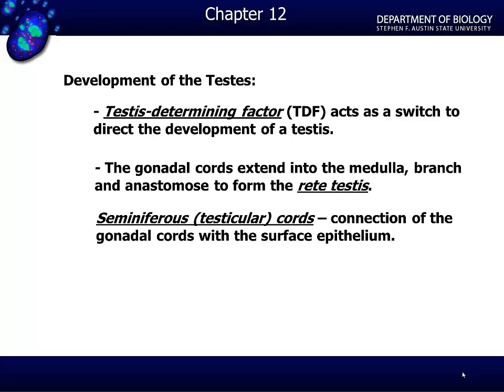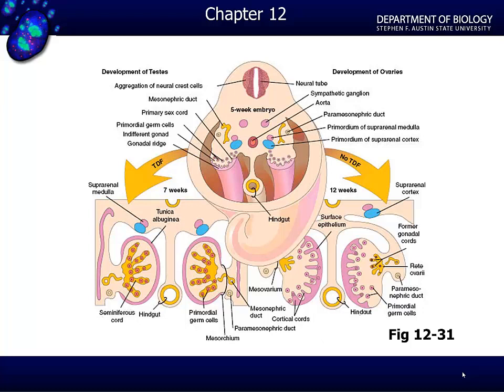We're going to have straight portions of these that are called the tubuli recti that connect to the rete testis. Then our efferent ductules, which in fact come from our mesonephric tubules, transfer the sperm from the testes to the epididymis. So here you see our seminiferous tubules, the straight portion of the tubuli recti, and then the rete testis.